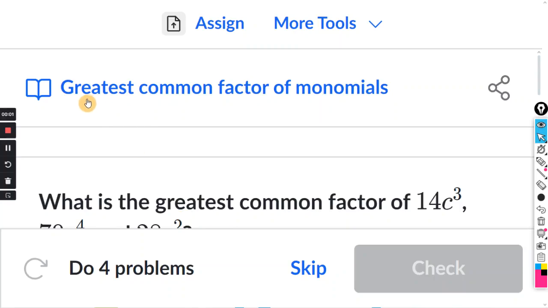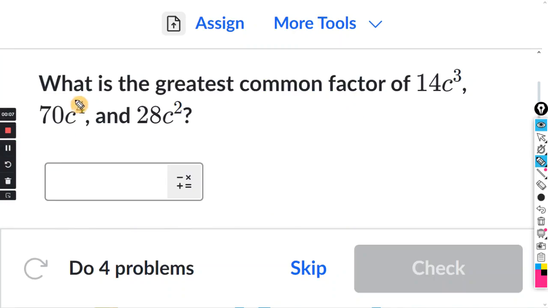This will be for the exercise, greatest common factor of monomials. All right, what is the greatest common factor of 14c to the third, 70c to the fourth, and 28c squared?